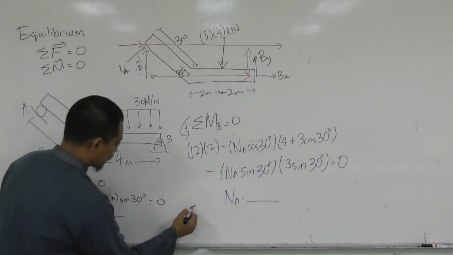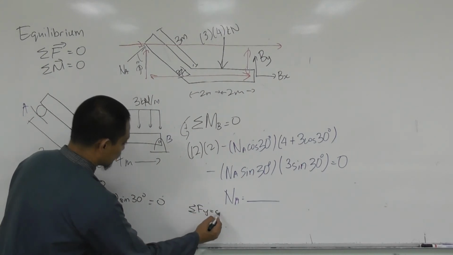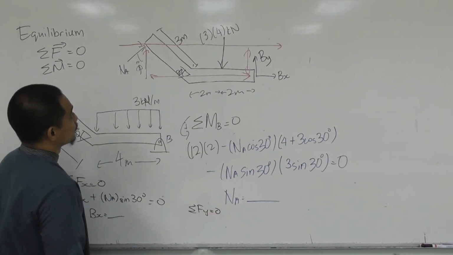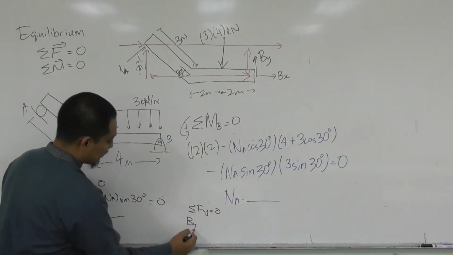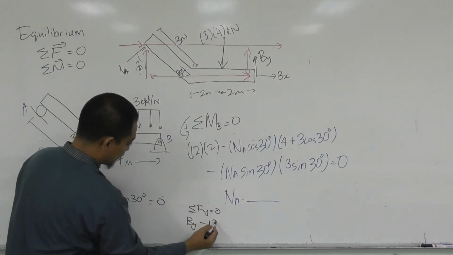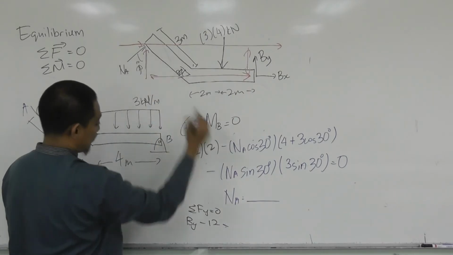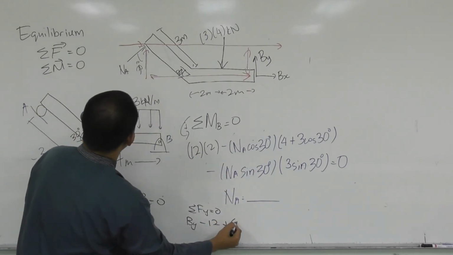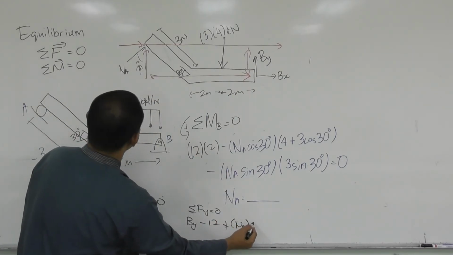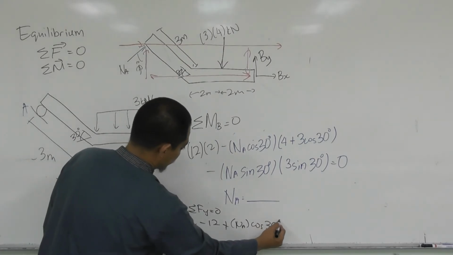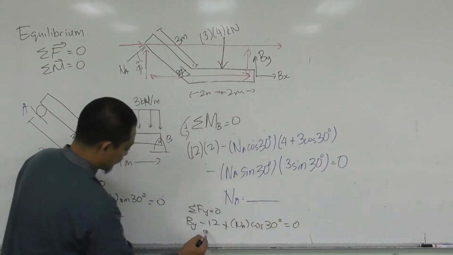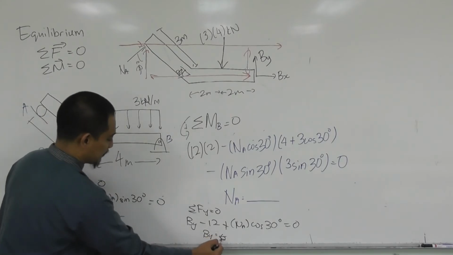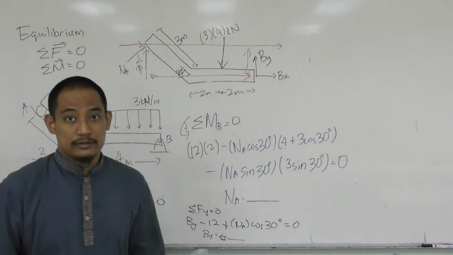And then you do summation of Fy equal to 0. So obviously you have By, and then you have minus 12 there, and then you have plus an E value cos 30 equal to 0, so By equal to something there.